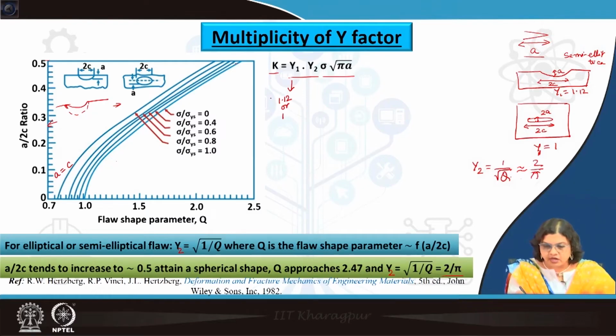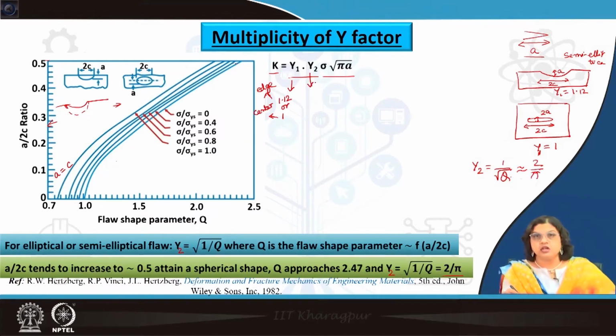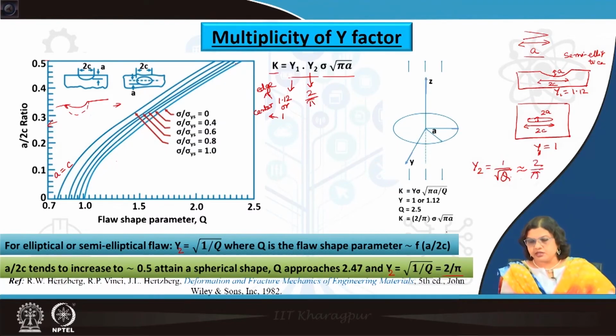So, this is for edge crack, this is for center crack, we have already seen that, and sigma is the applied stress, pi a are all that we already know, and y2 is coming because of the shape of this defect or notch, and this is for the case of semi elliptical one, this is always 2 by pi because it tends to be a circular one.